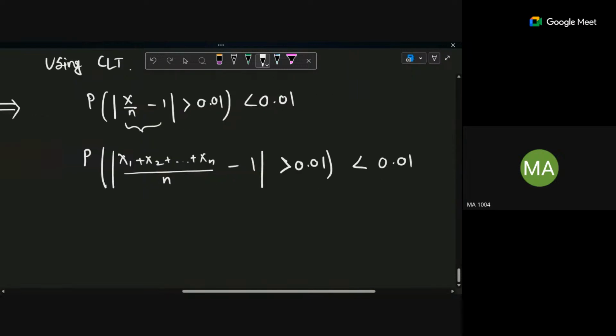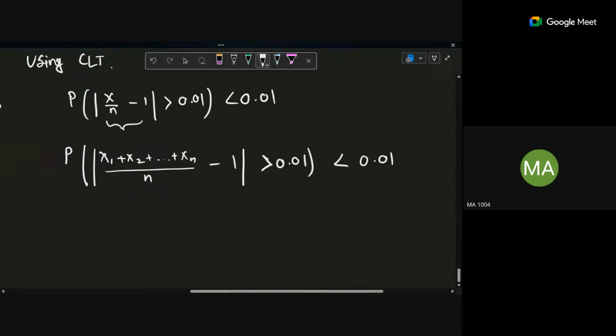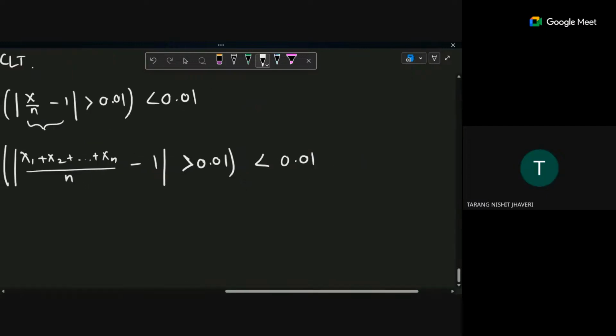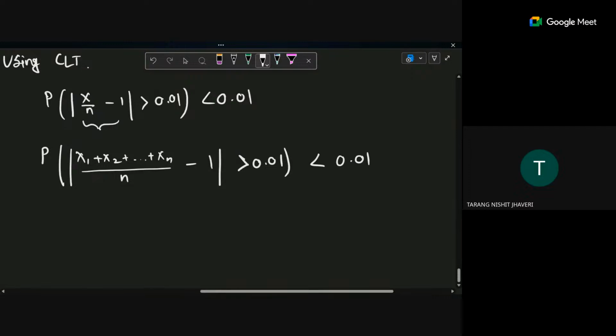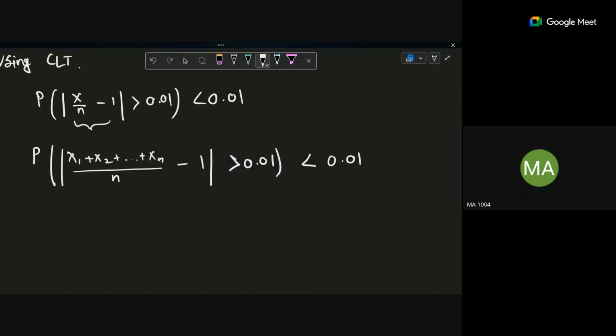Okay. Now what to do so that this term becomes Sn minus mean of it divided by standard deviation of it? First, ma'am, we will write the modulus in another form, and we will give 1 to each of the sides, and then we will apply the CLT. Okay, that is also fine.